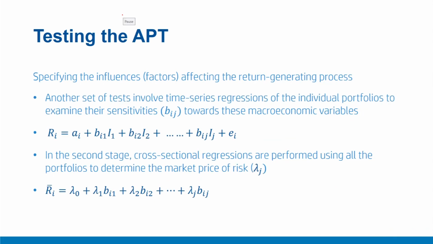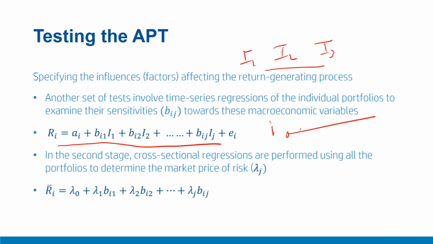As a part of this method, first, a priori, we specify these influences, which are I1, I2, and so on. As we discussed, these can be inflation, industrial production, and so on. Once these influences or factors are decided a priori, then using this return generating process model, Ri equal to alpha i plus Bi1 into I1 and so on, a regression is run for each security i over time, t equal to 1, t equal to 2, and so on. With security-specific time series regressions, one obtains the sensitivities of the security with respect to these indices, Bi1, Bi2, and so on.